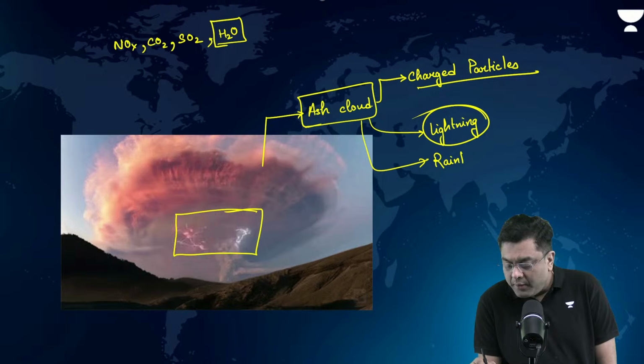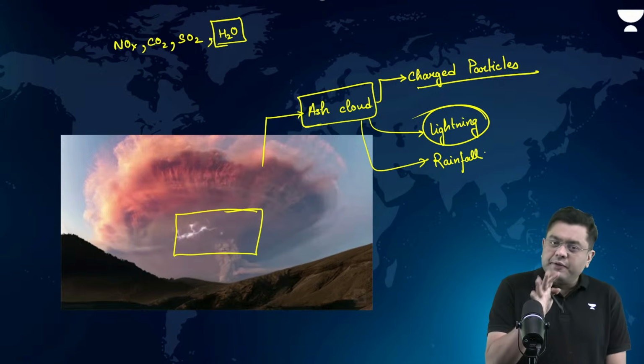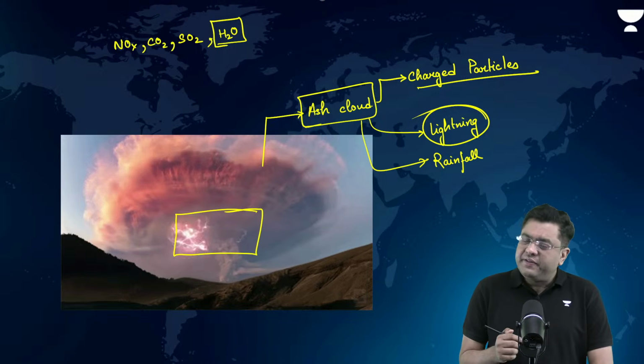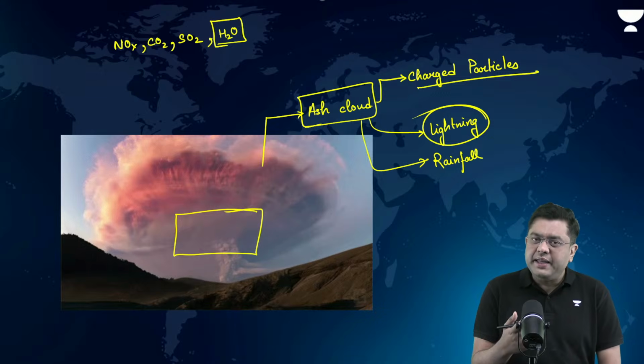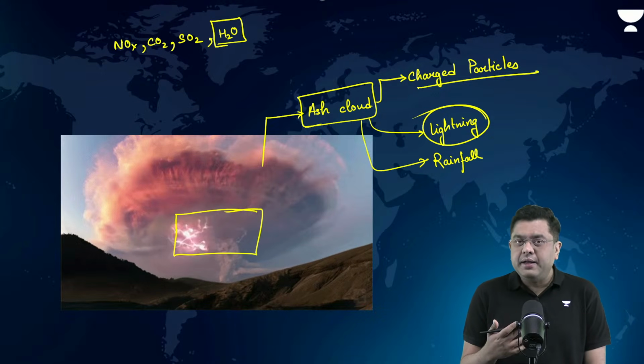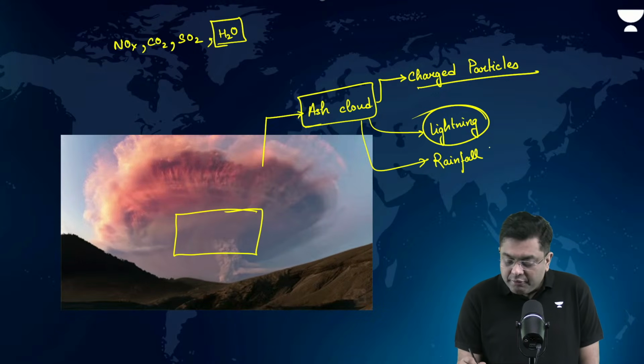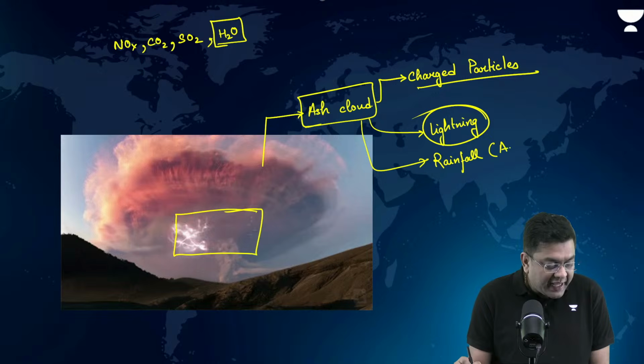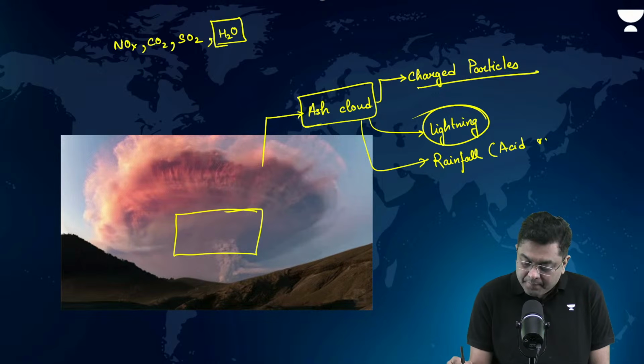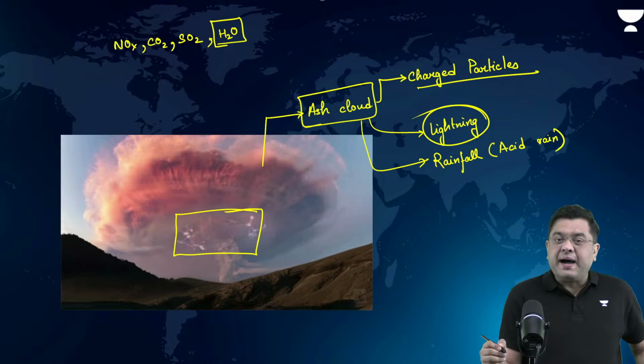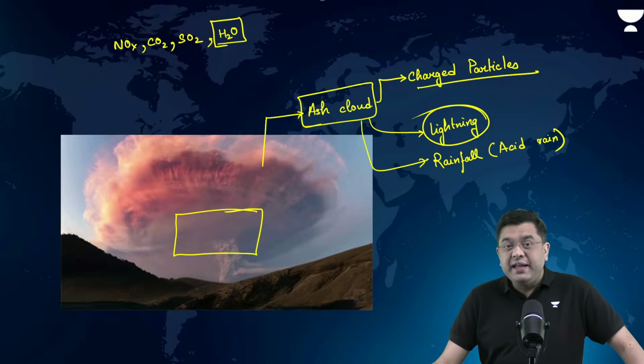But the rainfall will have the presence of ash also, isn't it? Various different chemicals will be there, various different elements will be there. So that rainfall will have the nature of an acid rain, which can again impact the species in the surrounding area.